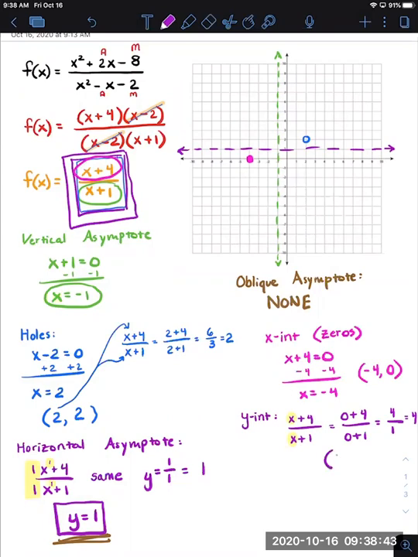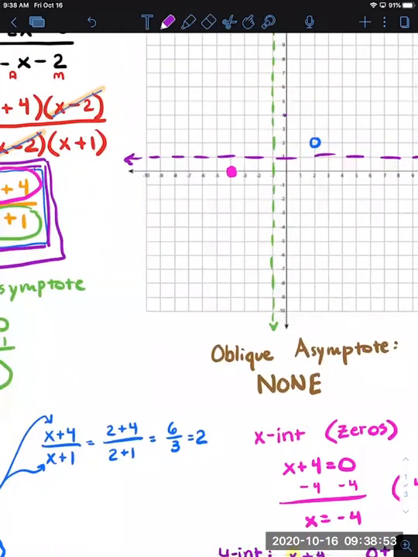And you're supposed to write that as 0, comma, a number. So 0, comma 4 is my y-intercept. We can also put that on the graph. Also a closed point, just like that.